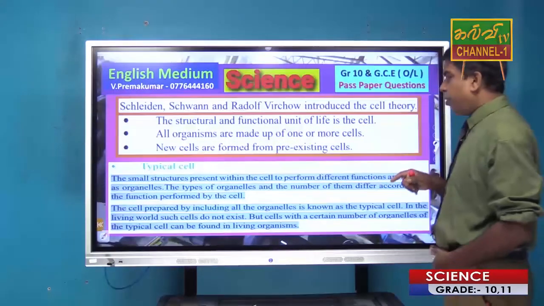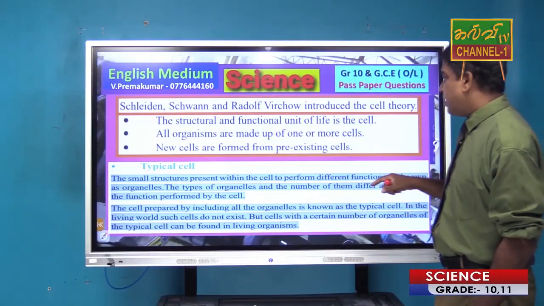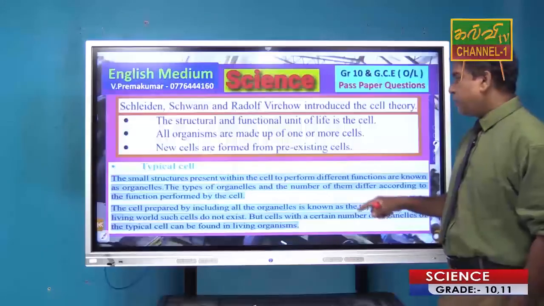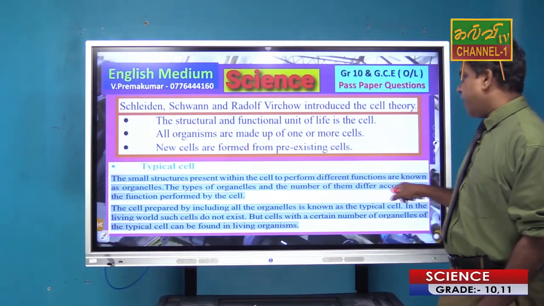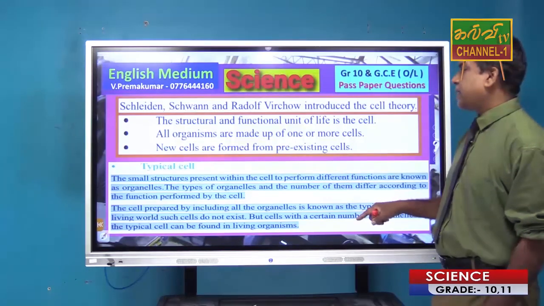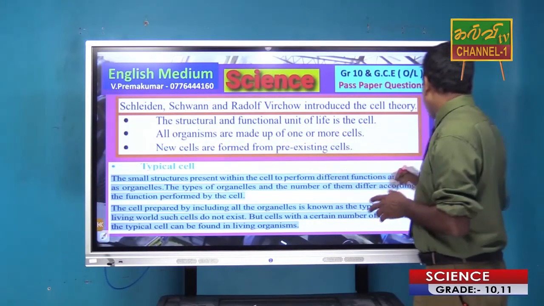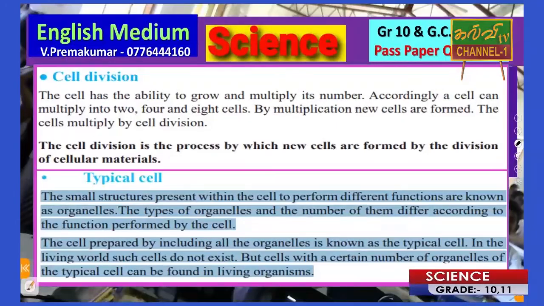Next one, typical cell. The small structures present within the cells that perform different functions are known as organelles. The types of organelles and the number of them differ according to the functions performed by the cells. That means a typical cell has all kinds of organelles, right? Cell division we don't read here.